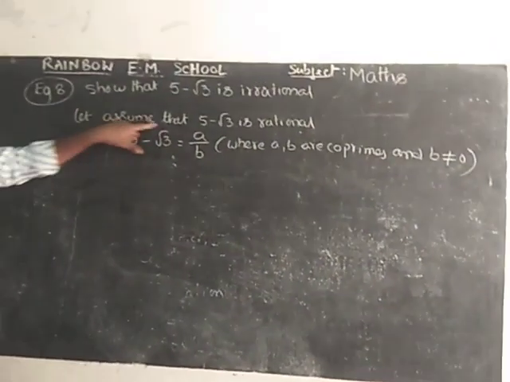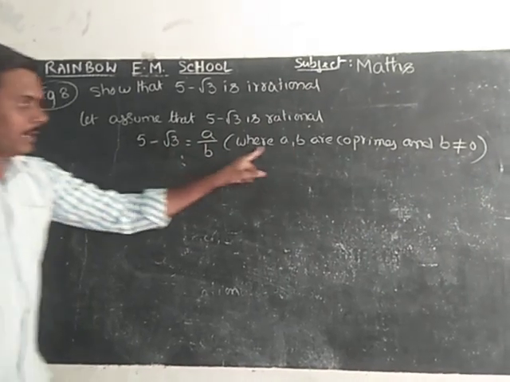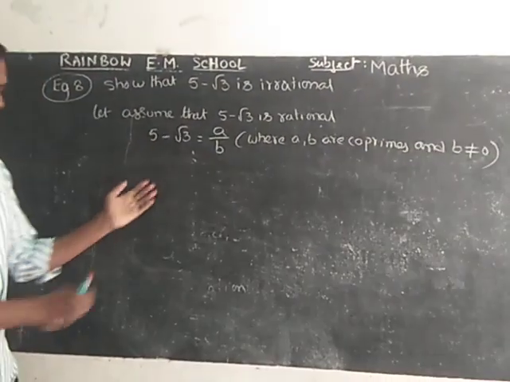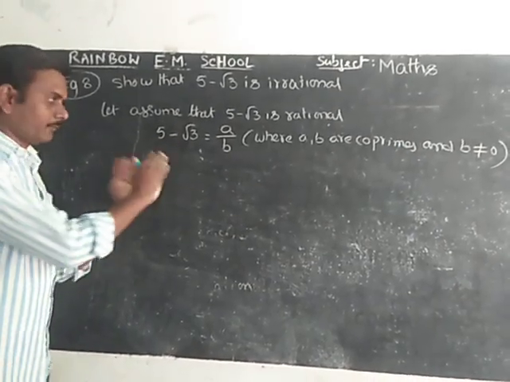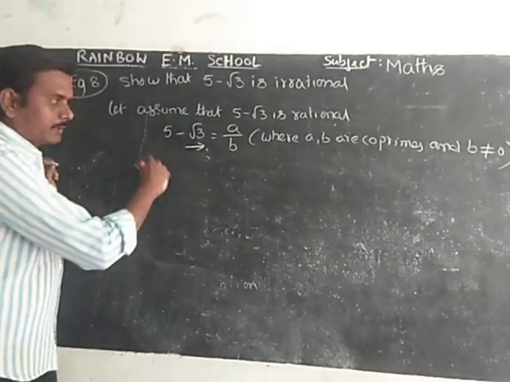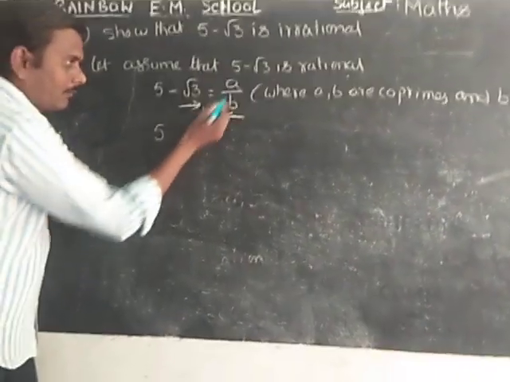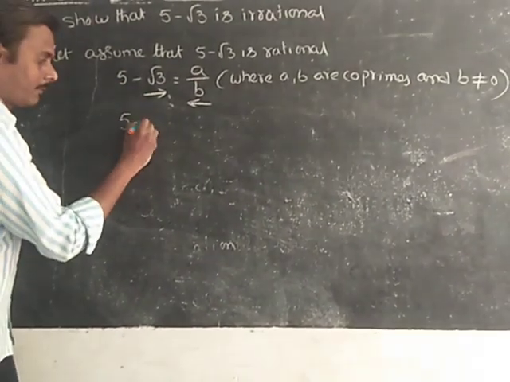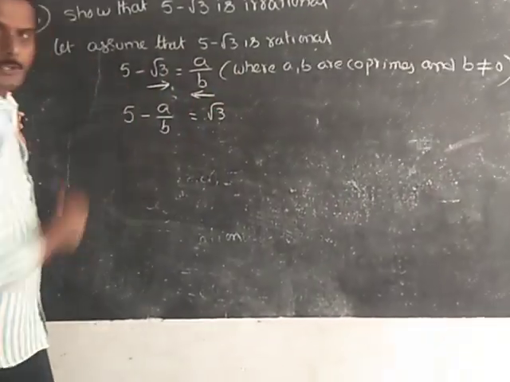First condition: let us assume that 5 minus root 3 equals a by b, where a, b are co-primes and b is not equal to 0. Now, previously what we have done was squaring on both sides, but there is no need for squaring here. Just move the terms from LHS to RHS and RHS to LHS. I want to move root 3 towards the RHS and a by b towards the LHS. No sign means plus, and if you take it to the other side, it will be minus. So 5 minus a by b equals root 3. Minus root 3 becomes plus root 3.